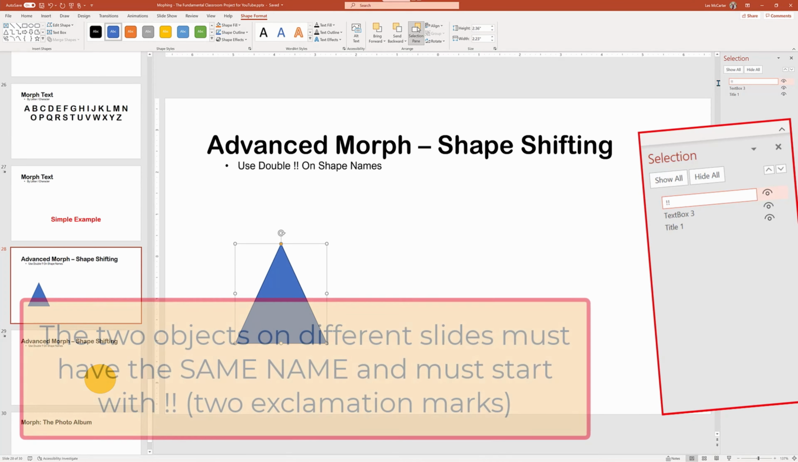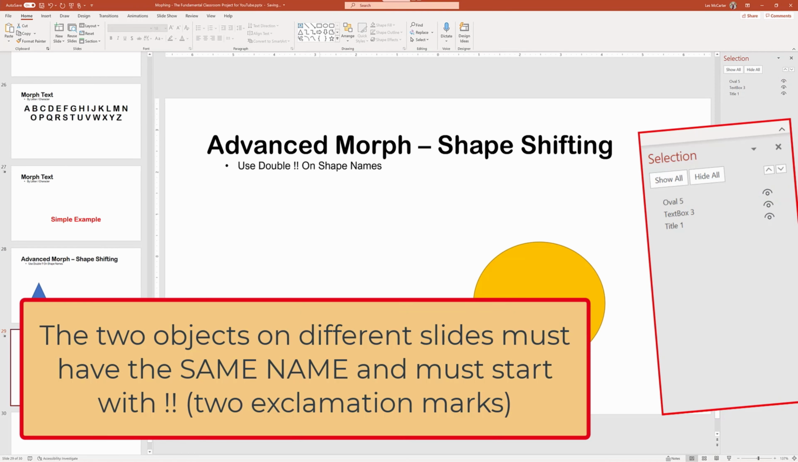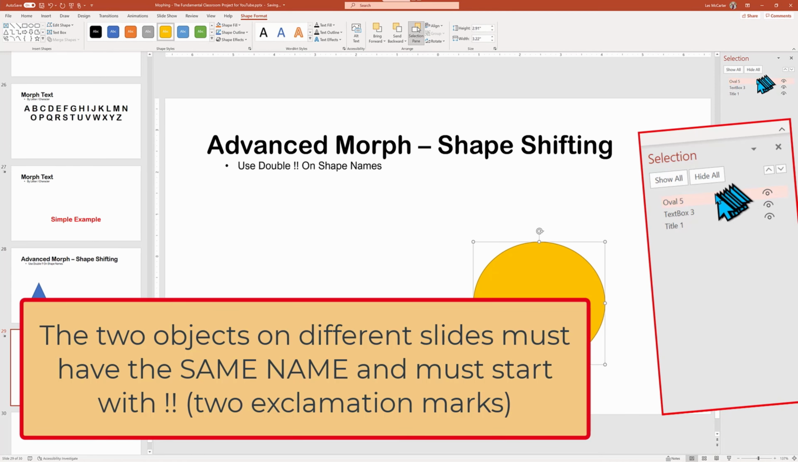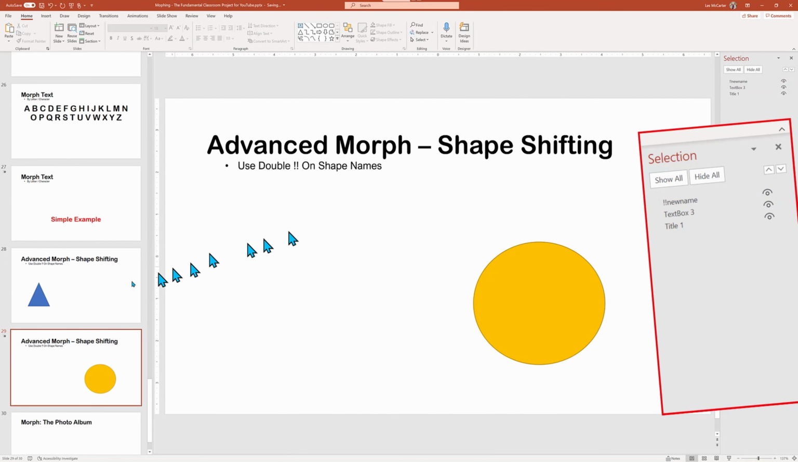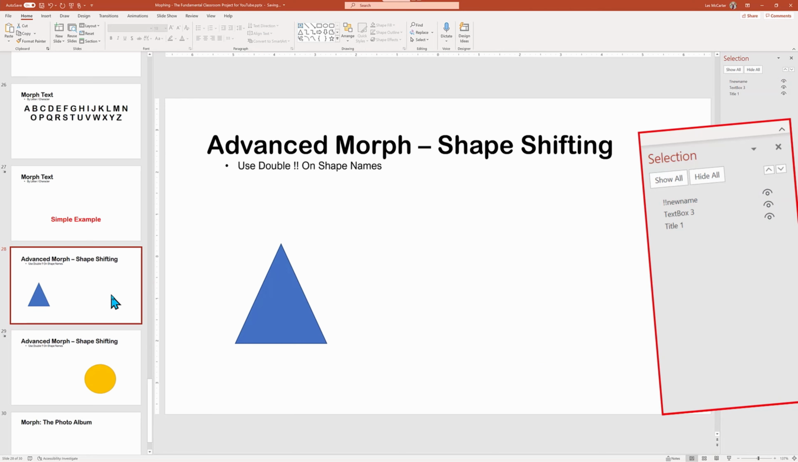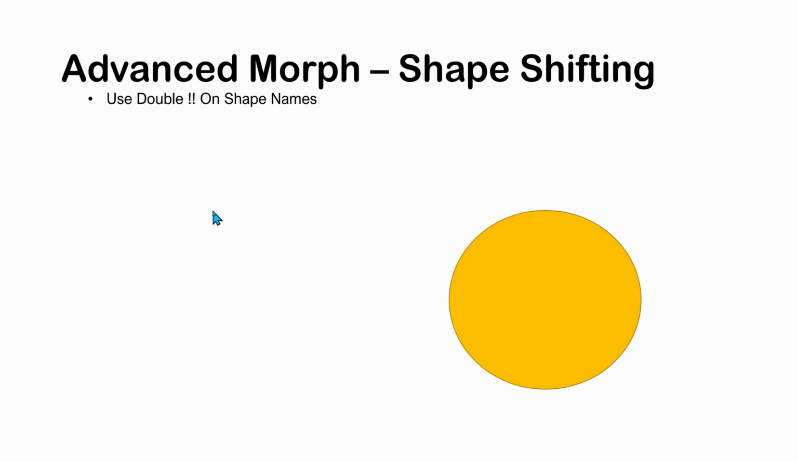Not only do the 2 objects on the different slides have to have the exact same name, but the name must start with 2 exclamation marks. In our project, I will call each of them exclamation, exclamation, new name, with no space, for both of these objects. Now PowerPoint will know to morph the newly named triangle into the newly renamed circle. Watch as they morph in color and shape between slides.